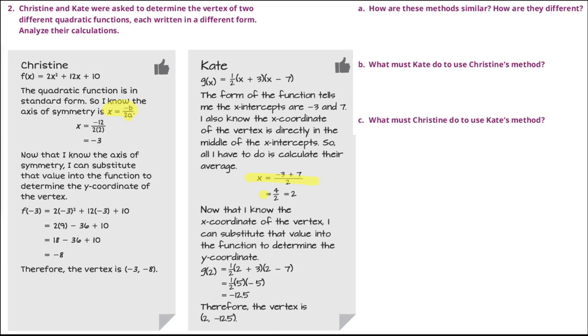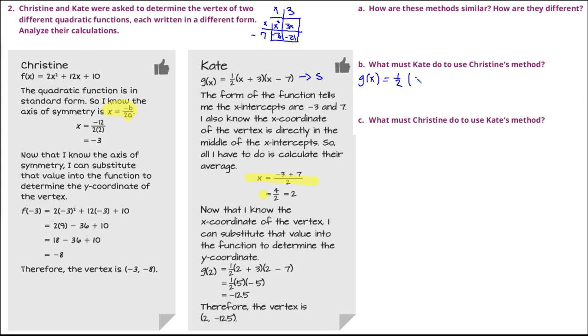But let's say Kate liked Christine's method and she wanted to use Christine's method. What she must do in order to be able to use Christine's method is she's going to have to convert this over into standard by multiplying it out. So g of x, and so she needs to know what these two will multiply to. So that's using that box. We have x and positive 3 and x and negative 7. And we have x squared, 3x, negative 7x, negative 21.